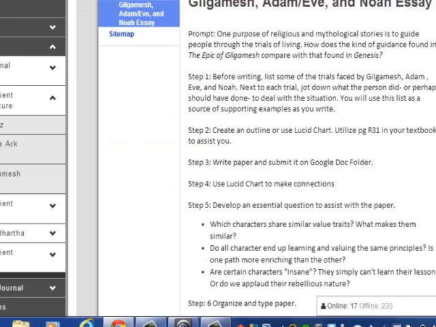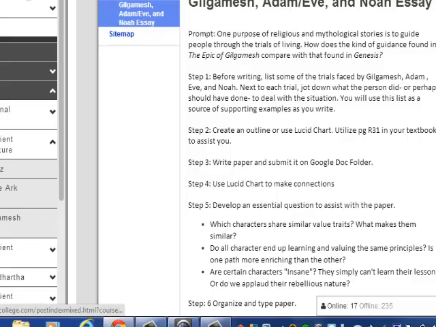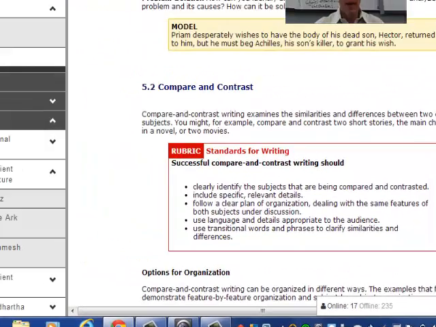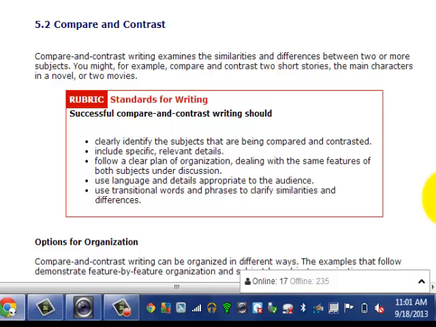Okay? So here are some guidelines to go by. Let me go ahead and get into your online textbook really quick. A couple of things to live by. Compare and contrast writing examines the similarities and differences between two or more subjects. You guys are using 3 subjects: Adam and Eve, Gilgamesh, and Noah. You might, for example, compare and contrast 2 short stories, the main characters in a novel, or 2 movies. You're doing 3 stories. This is what a successful compare and contrast paper does.